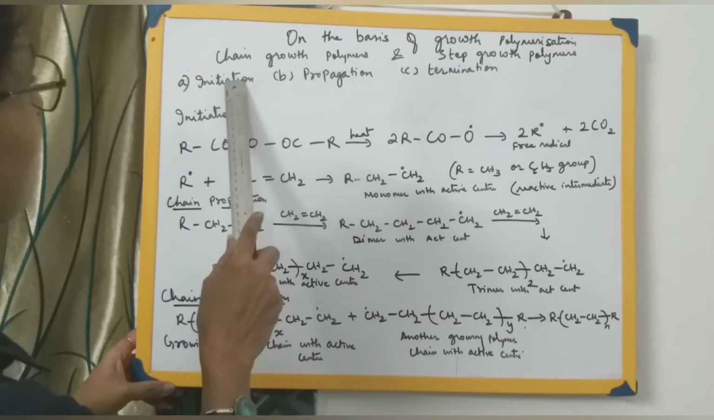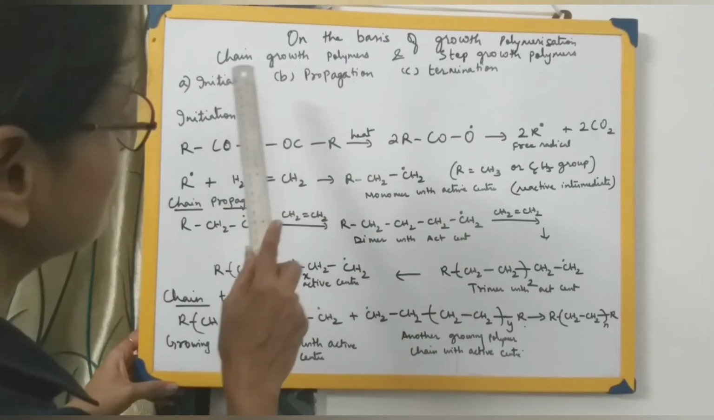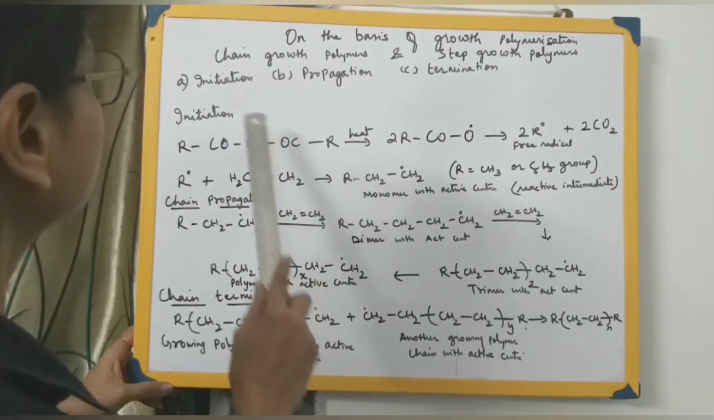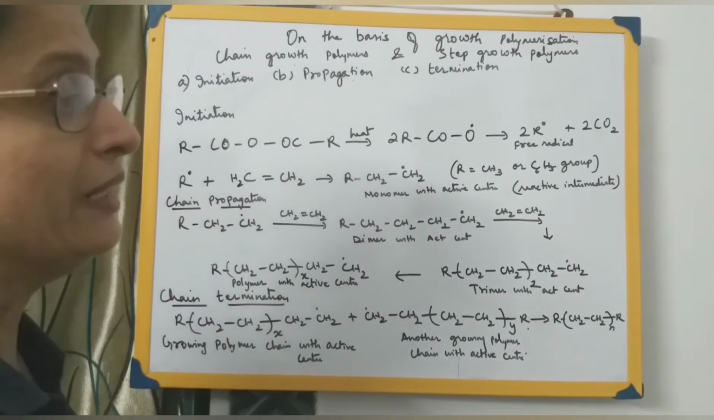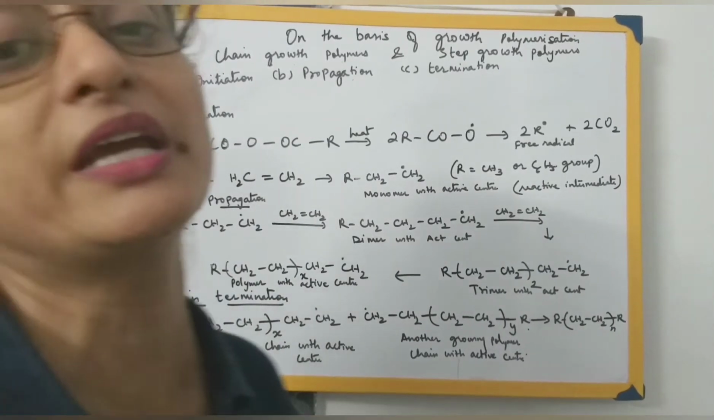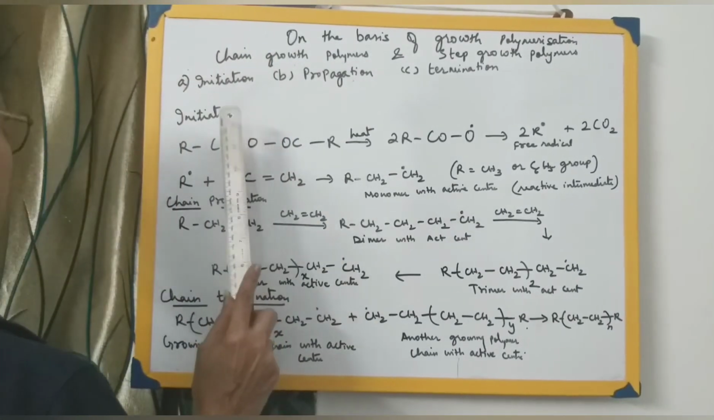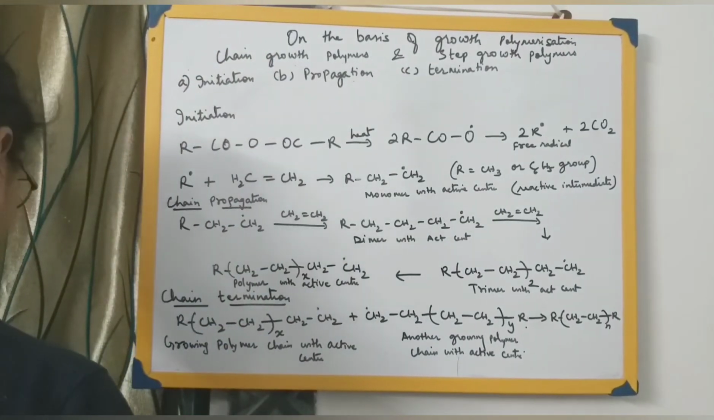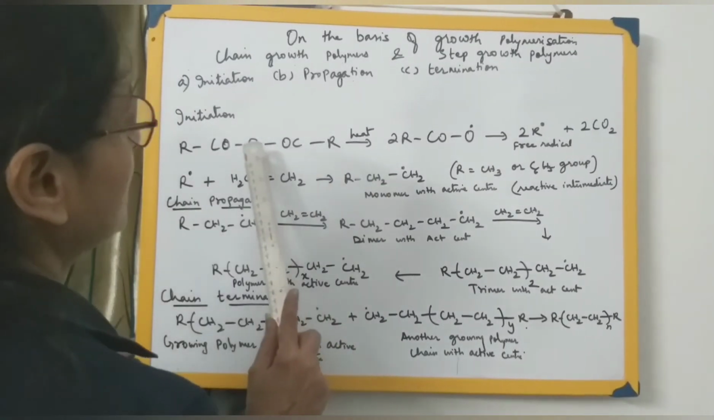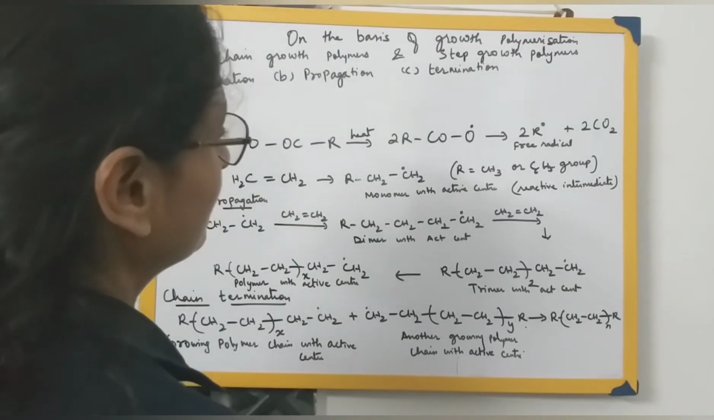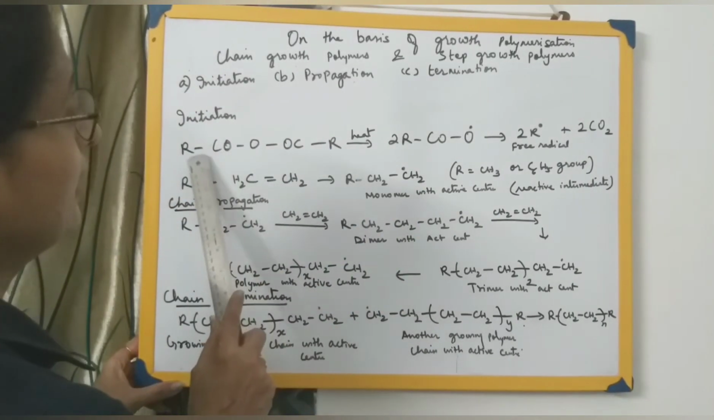So first of all, we come to the initiation process, that is the beginning. How does the initiation process start? We have to introduce an initiator. An initiator is usually benzoyl peroxide or any other peroxide, a very reactive substance which acts as an initiator. So here we have taken an organic peroxide.